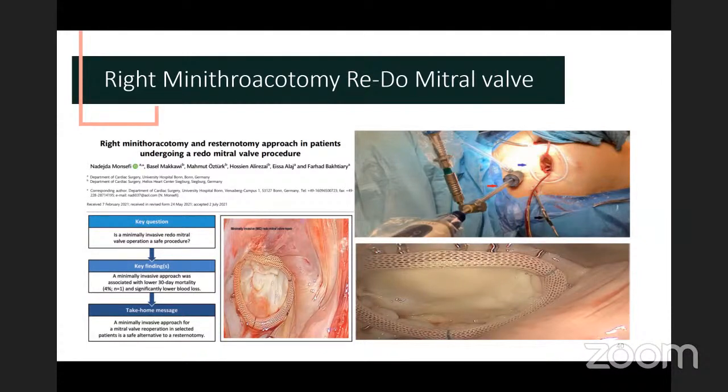the minimally invasive approach, right video-assisted thoracotomy, was associated with lower 30-day mortality and significantly lower blood loss, and provided an excellent exposure of the mitral valve in cases of redo mitral valve and patients who have high risk for resternotomy.